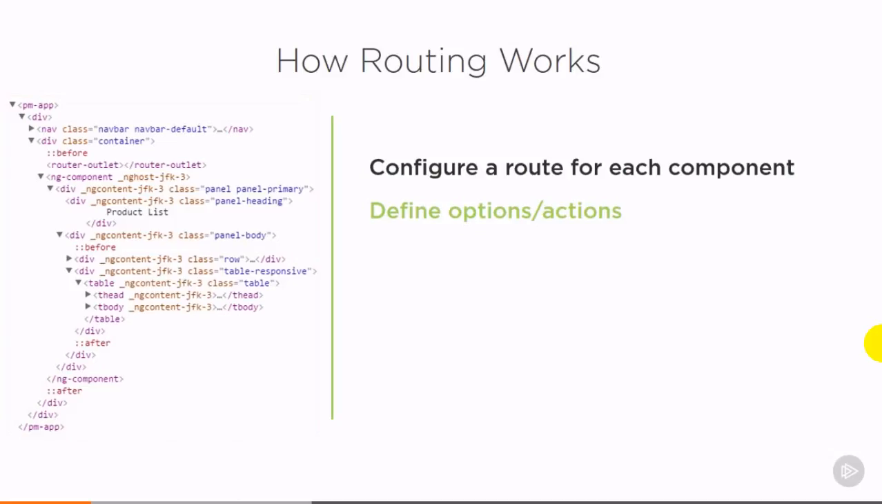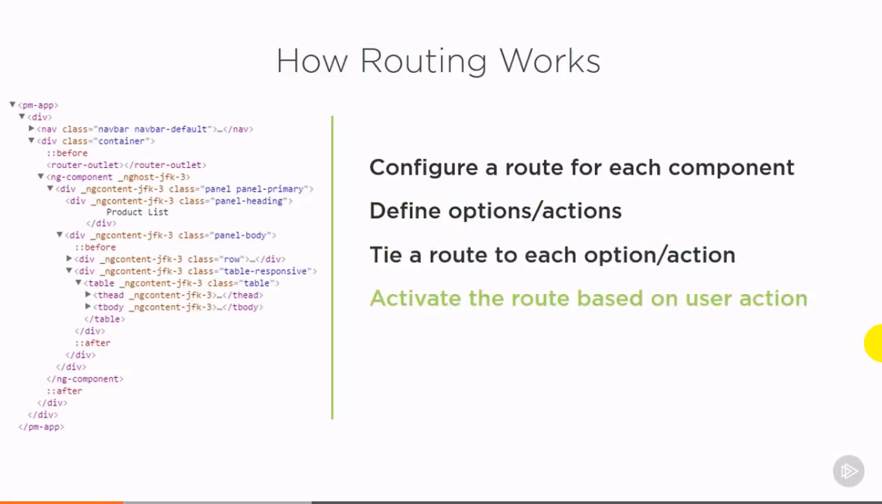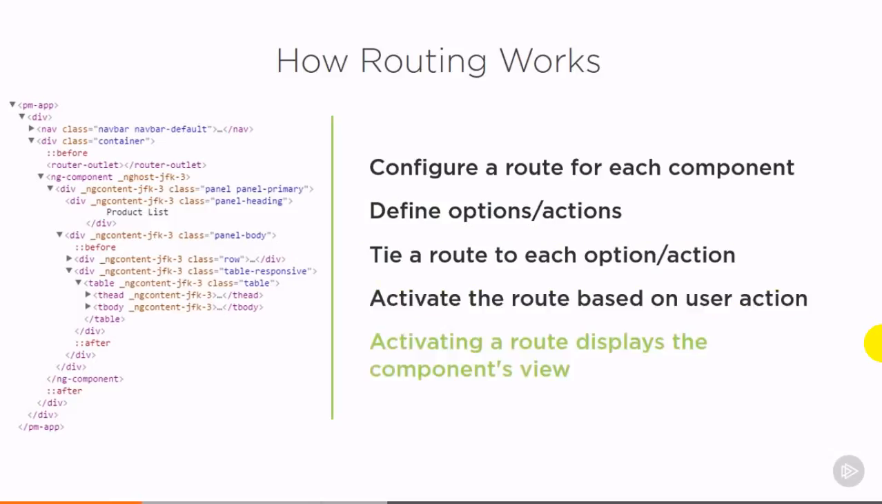As part of our application design, we provide a menu, a toolbar, buttons, images, or data links that allow the user to select the view to display. We tie a route to each option or action. When the user selects the option or performs the action, the associated route is activated. Activating a component's route displays that component's view. So, for example, the user selects a menu option to display the product list. The product list route is activated, and it displays its view.